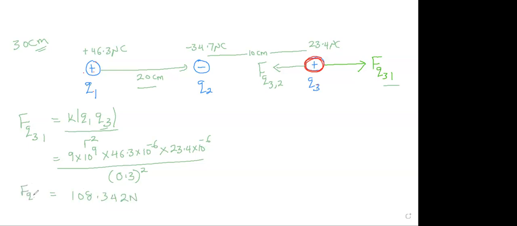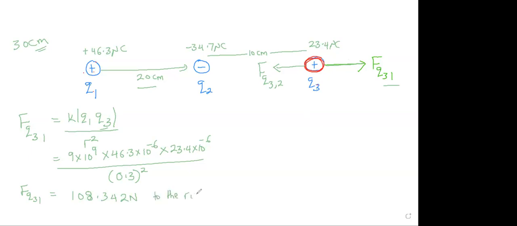Okay, very good. Now, let's move on. We are getting that same answer. Since two people have got the same answer, it means it is right. This is our magnitude, but which direction is this force? Which side is it facing, right or left? I want you to look at this force, Q31. Is it the right or the left? Right. So I'm going to say my force is to the right.